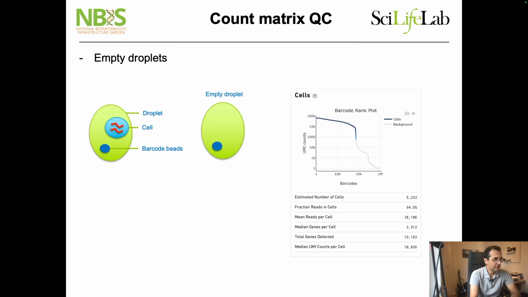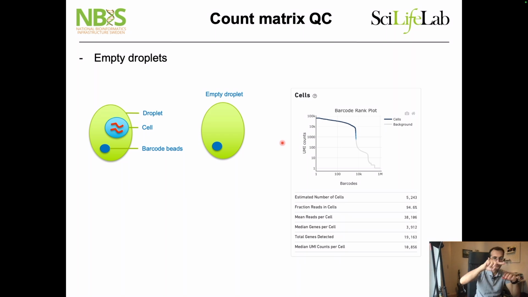So empty droplets and barcode rank plot. In this plot, in the x-axis you have the barcode ordered, and then you have the UMI counts. So in the droplets technique, you have droplets which encapsulate the cells, and there should be a balance between how many cells you load. If you load few cells, then you end up with many empty droplets. What you should expect are cliff and knee patterns, which is like this, that you see in this plot.